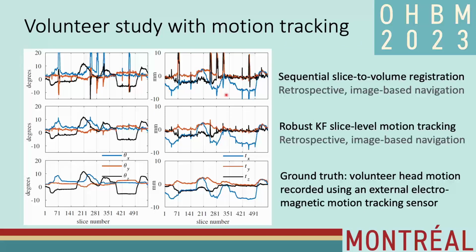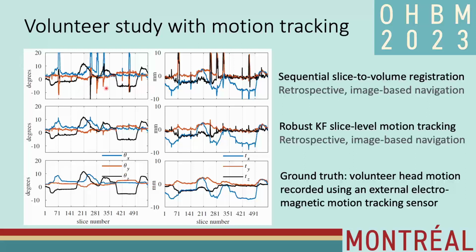To validate and optimize the technique, we performed adult volunteer experiments where we attached a motion tracking sensor to the forehead of the subject to measure motion, and the motion measured by that sensor has been shown in these plots on the bottom. As you can see, these are the motion trajectories for the 6 motion parameters, translations and rotations, for that subject during that motion experiment.